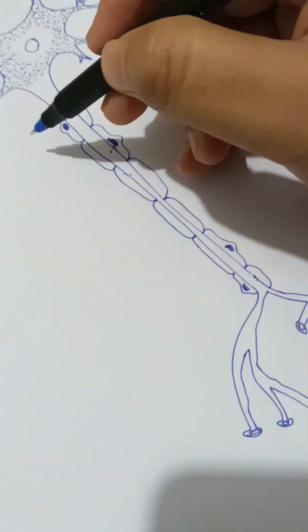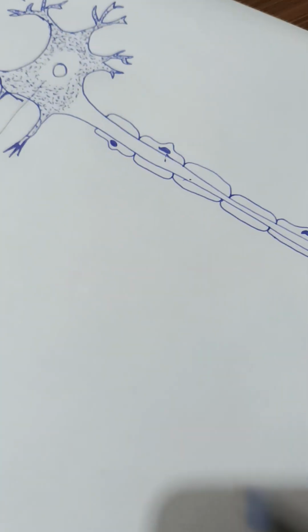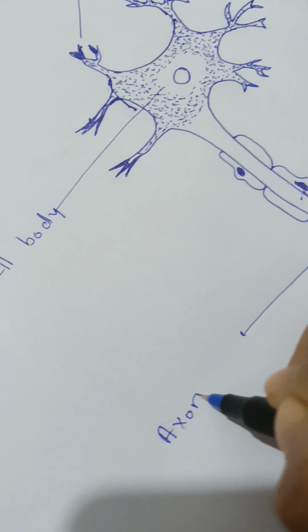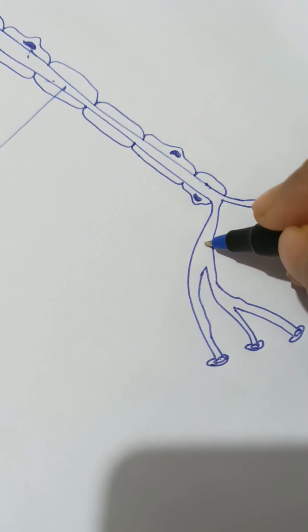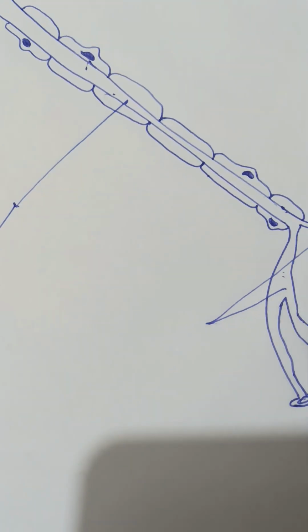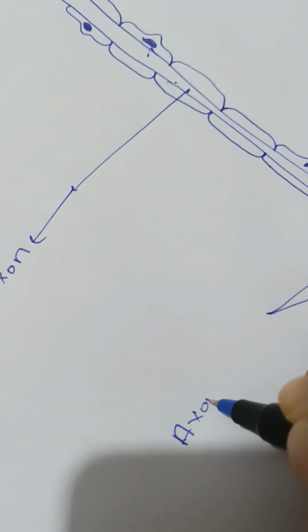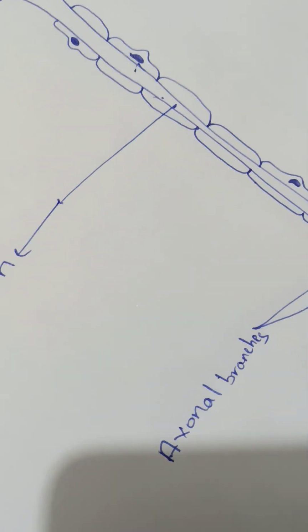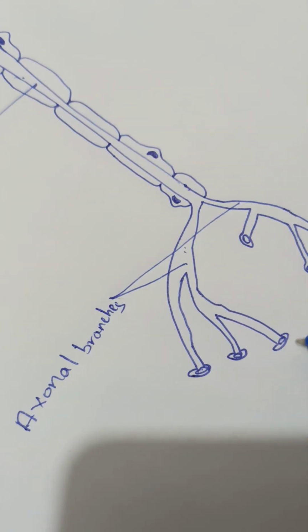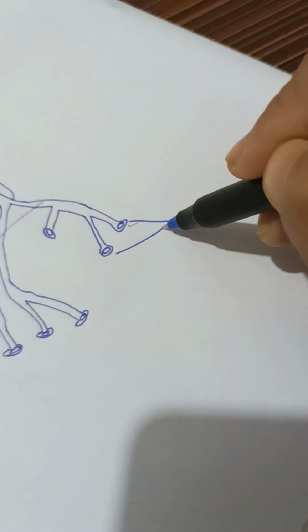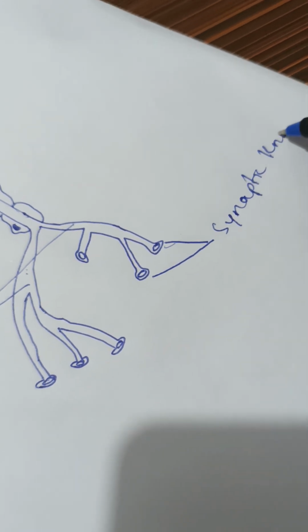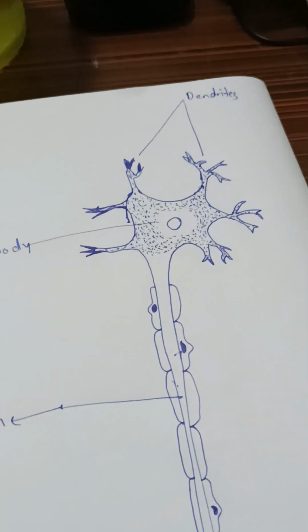Okay, now this long portion of the neuron is called axon. Now here you can see these are the axonal branches, and these portions at the end are called synaptic knob.